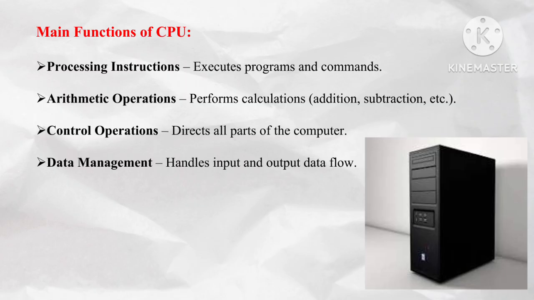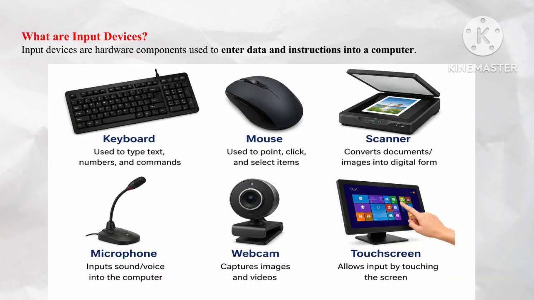Main functions of CPU are processing instructions. It executes programs and commands. Arithmetic operations. It performs calculations, addition, subtraction, etc. Control operations. It directs all parts of the computer. Data management. It handles input and output data flow. Now coming to input and output devices. What are input devices? Input devices are hardware components used to enter data and instructions into a computer.